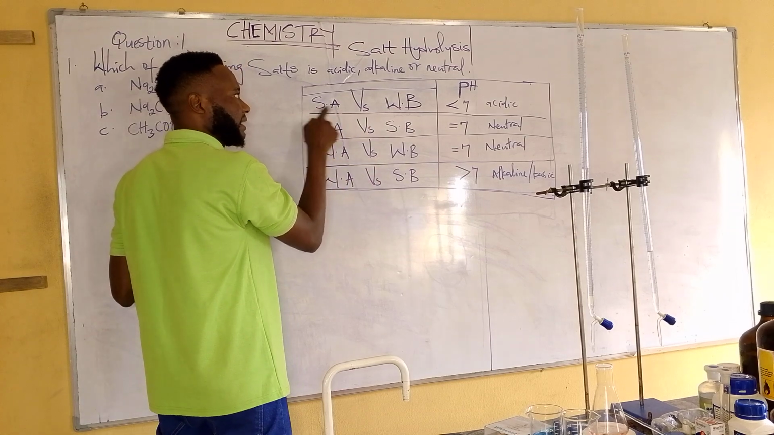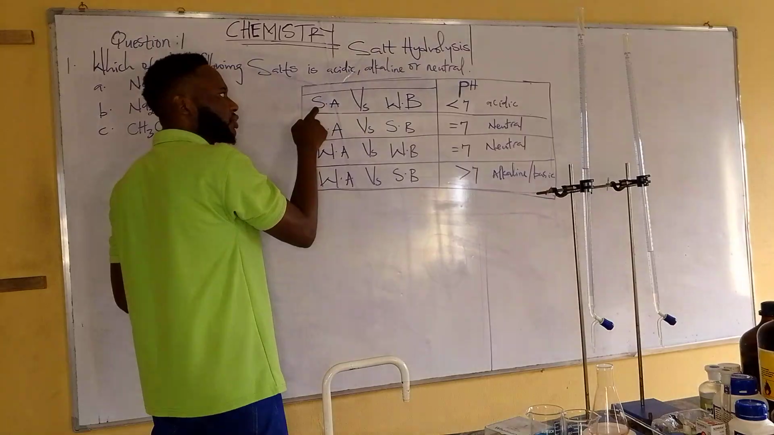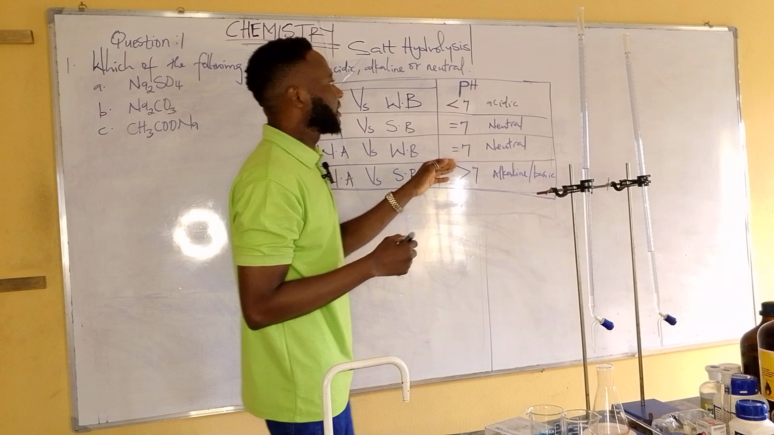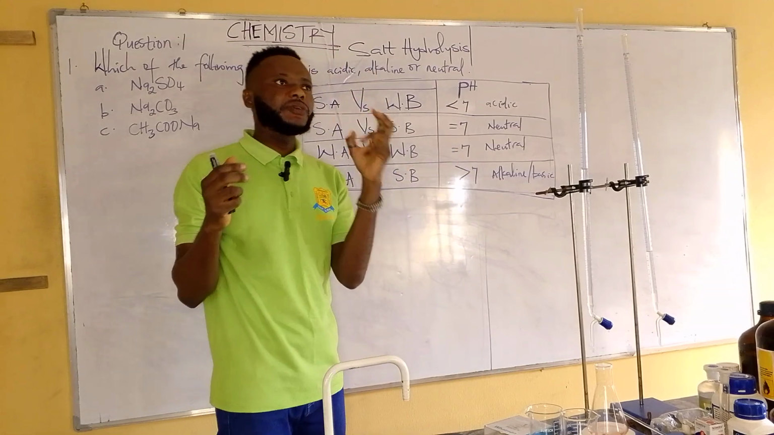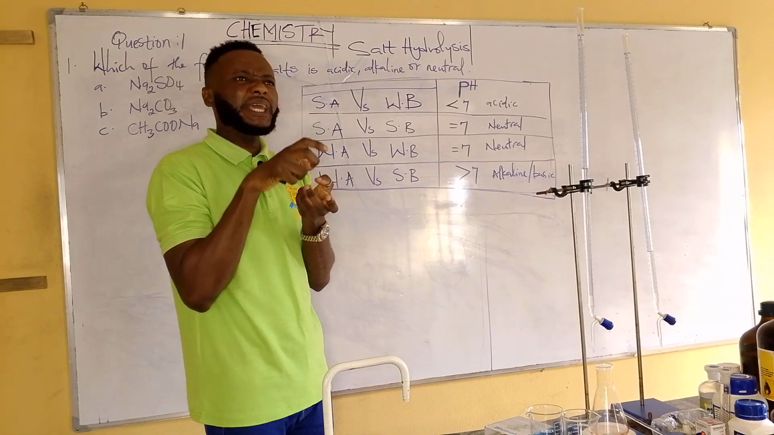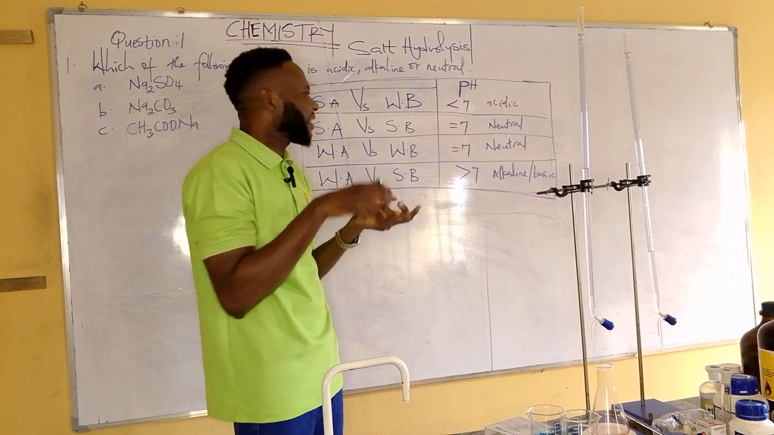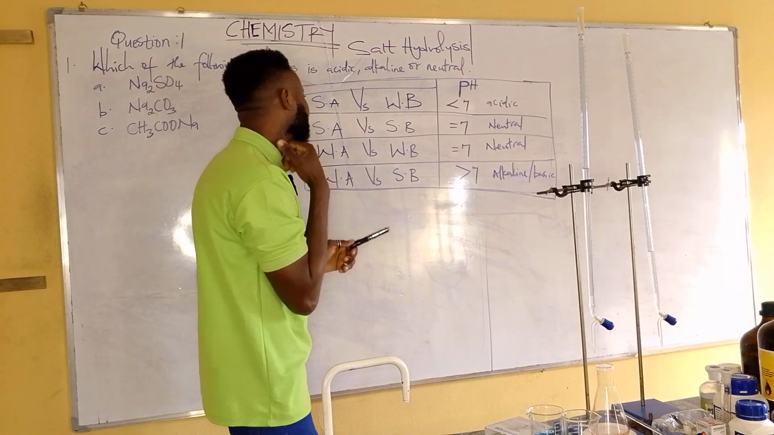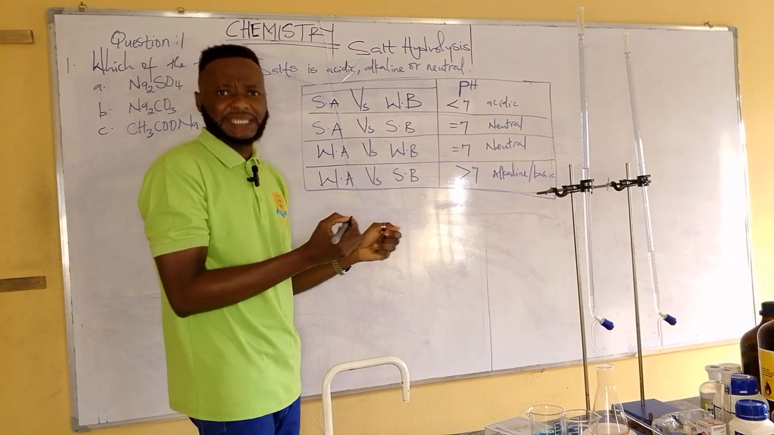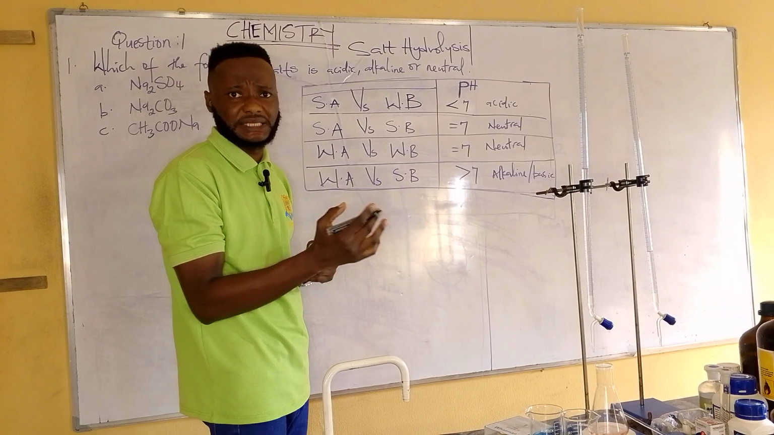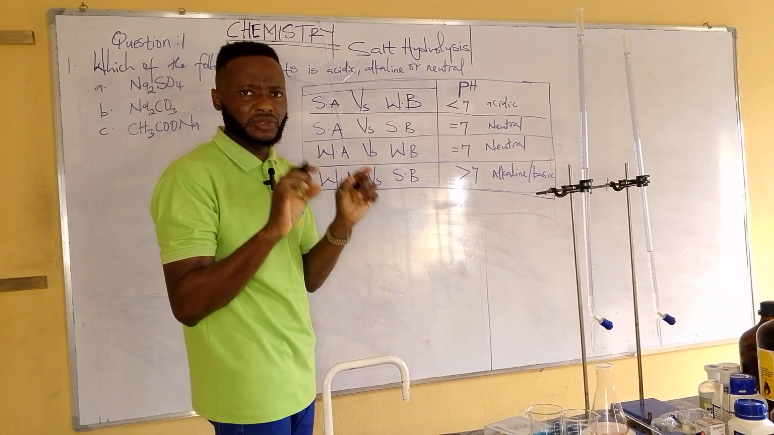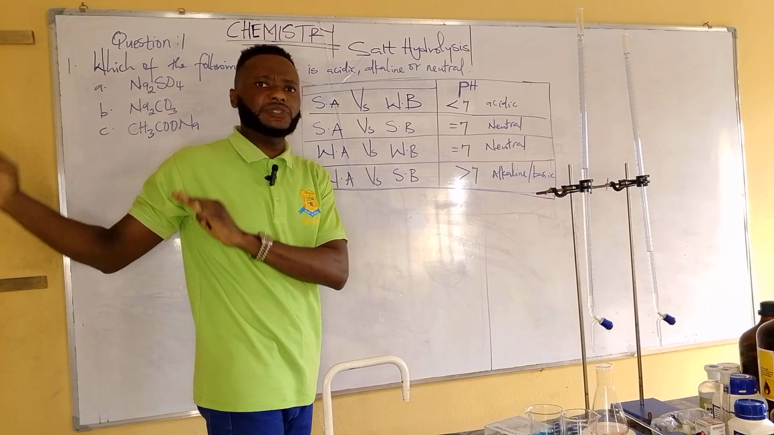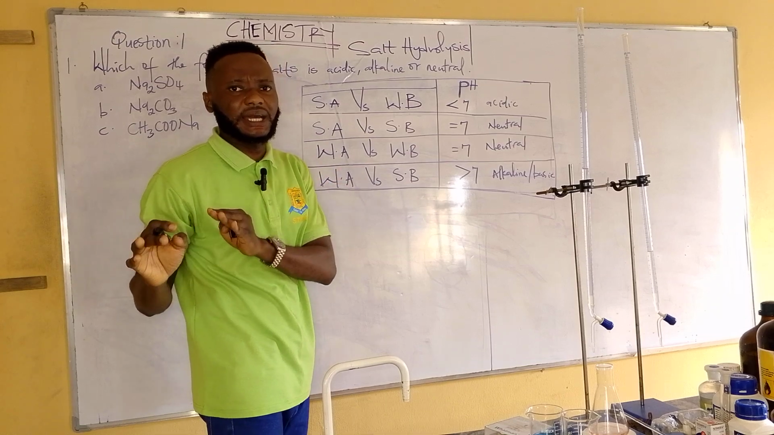This table goes this way. We have SA, which means strong acid versus weak base. Whenever you have a reaction that involves a strong acid and a weak base, the pH of that solution is going to be less than 7. When a pH is less than 7, we say that solution is acidic. When a pH is 7 on the dot, we say that solution is neutral. When a pH is above 7 to 14, we say that solution is alkaline or basic.